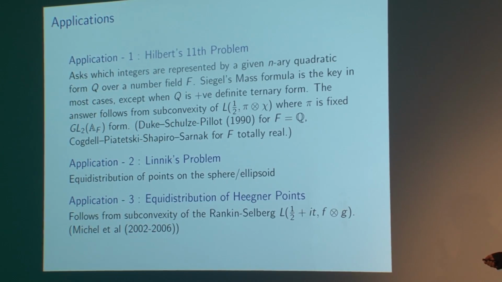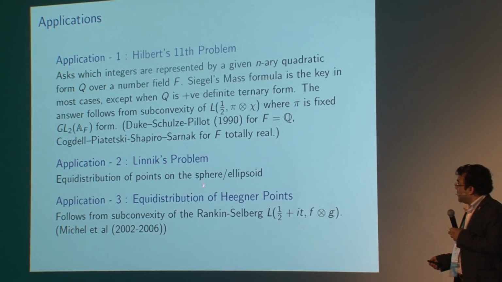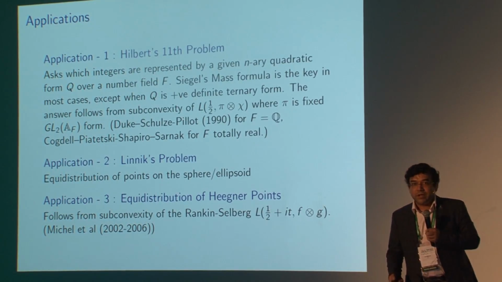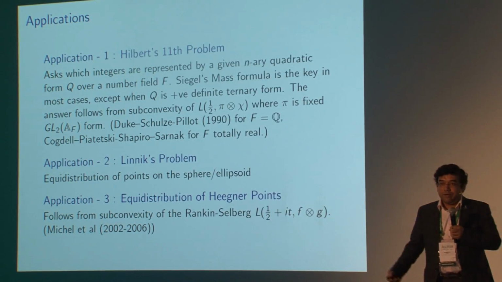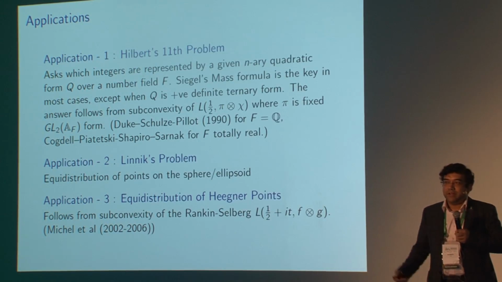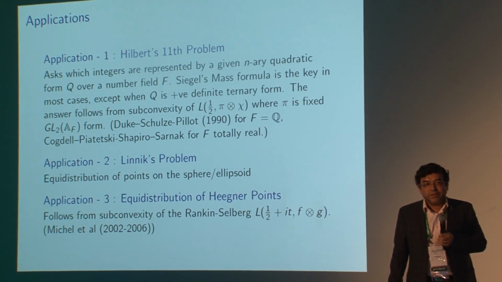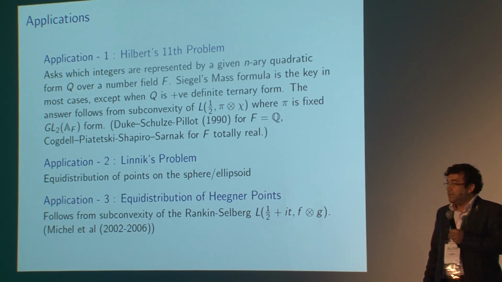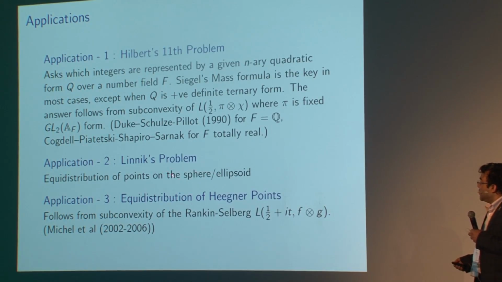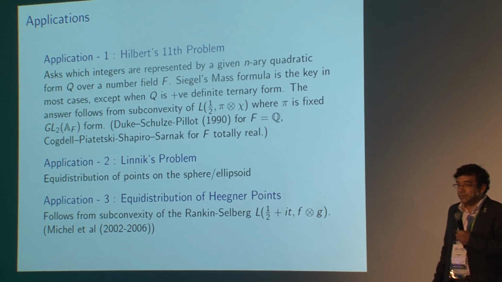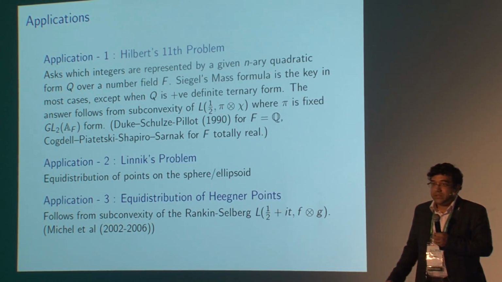The other related problem is Linnik's problem. It's about the equidistribution of points on a sphere. You take an n which can be represented as a sum of three squares. Then there are roughly root n many points on that sphere. Then you project it down to the unit sphere, and you want to see how those points get distributed. The conjecture of Linnik was that they get equidistributed. Again, you can prove this using the subconvexity bound for L(1/2, π twisted by χ), where π, in this case, will be just a modular form.